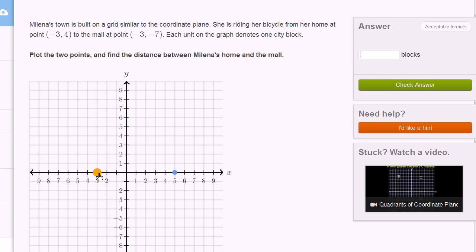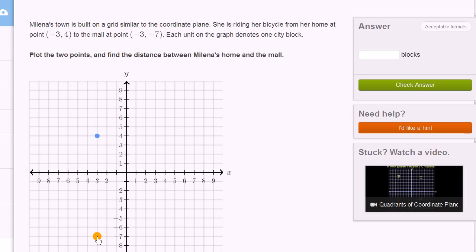So we're going to go 4 up. So we went 3 to the left, that's -3, and +4. This tells us what we do in the horizontal direction, and this tells us what we do in the vertical direction. That's where her home is. Now let's figure out where the mall is. It's at the point -3, -7. So we went -3 along the horizontal direction, and then -7 along the vertical direction. So we get to -3, -7 right over there.